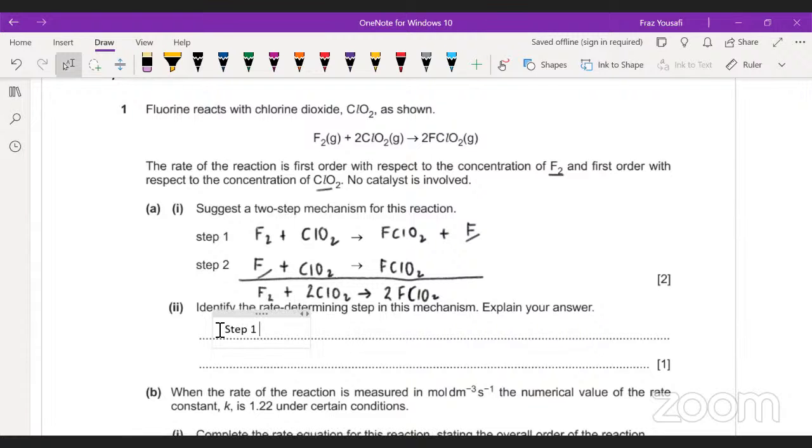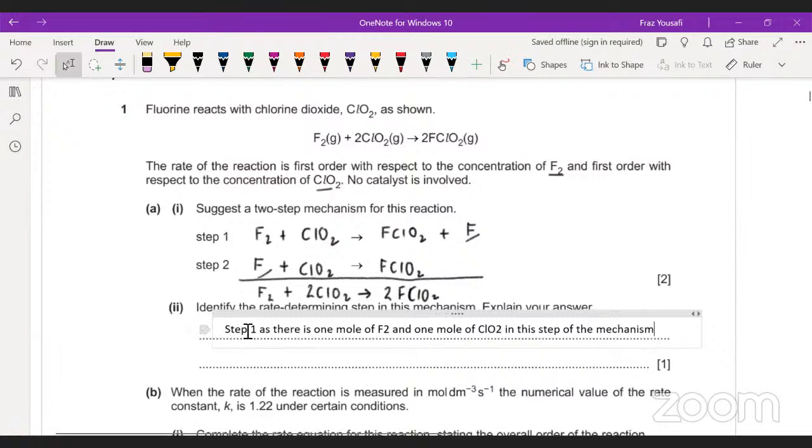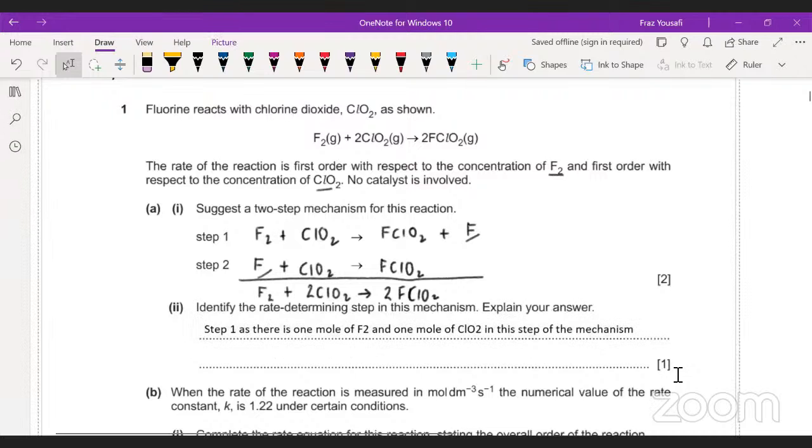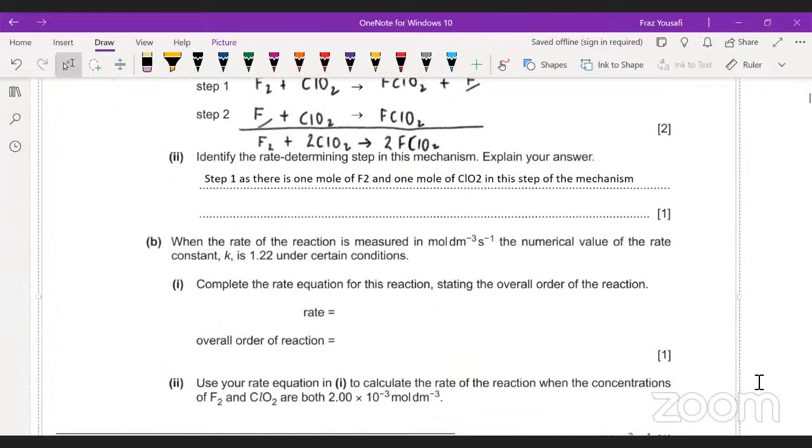And the reason why it's a rate determining step is that there is 1 mole of F2 and 1 mole of ClO2 in this step of the mechanism. That is the idea that we want. That's the understanding that should be there before we move on ahead to making any other suggestions. All right. Now, next part is pretty straightforward.